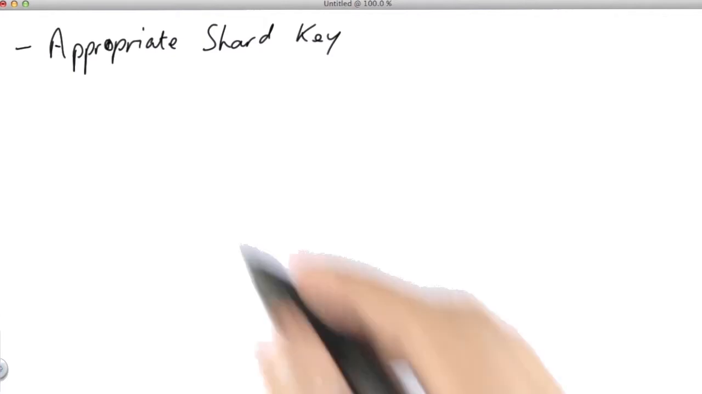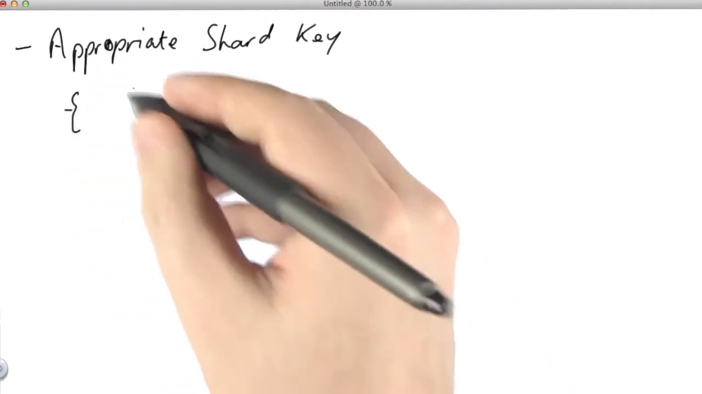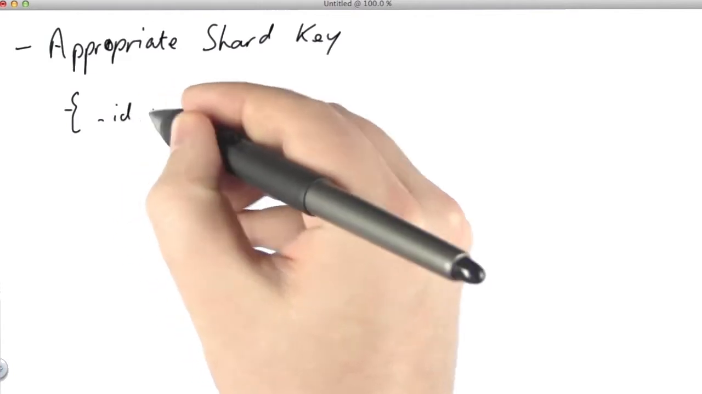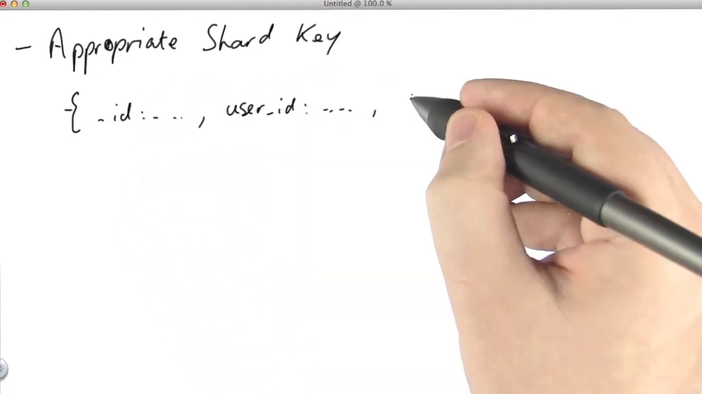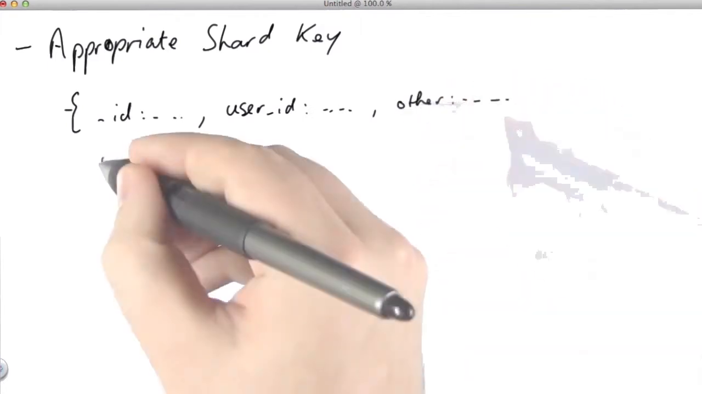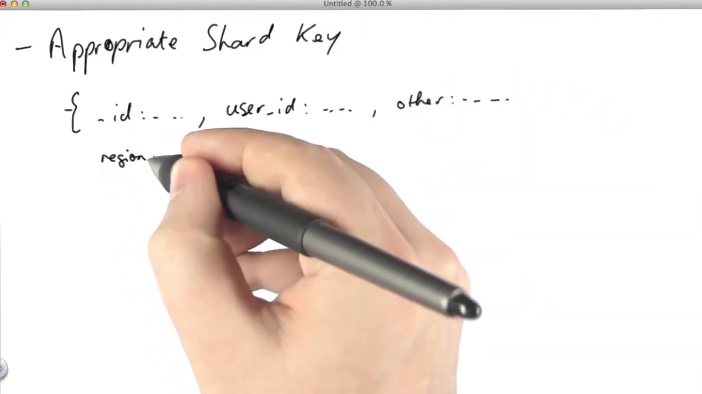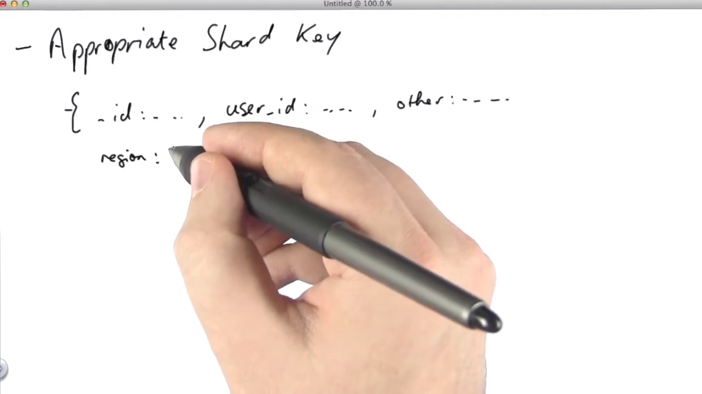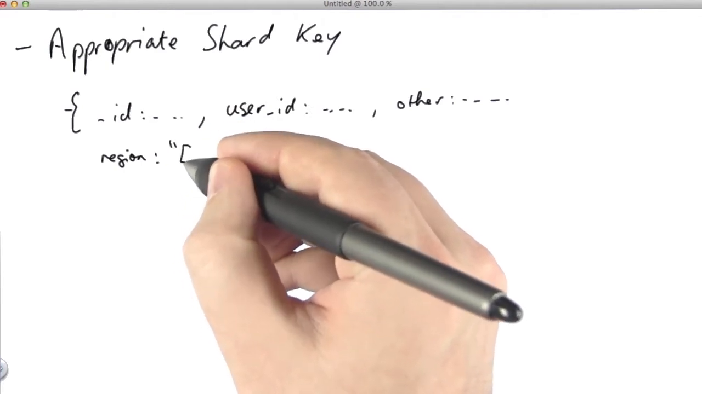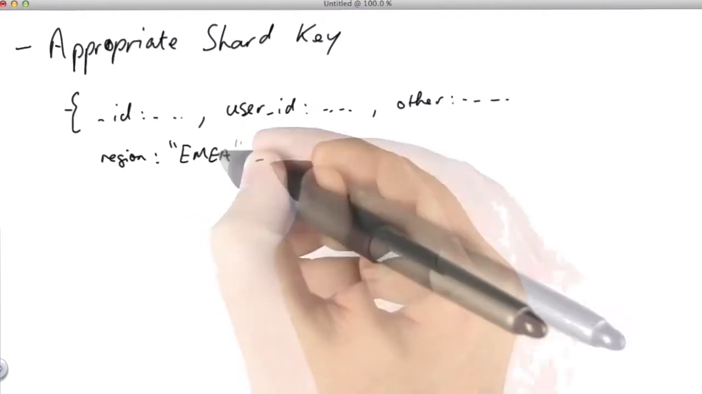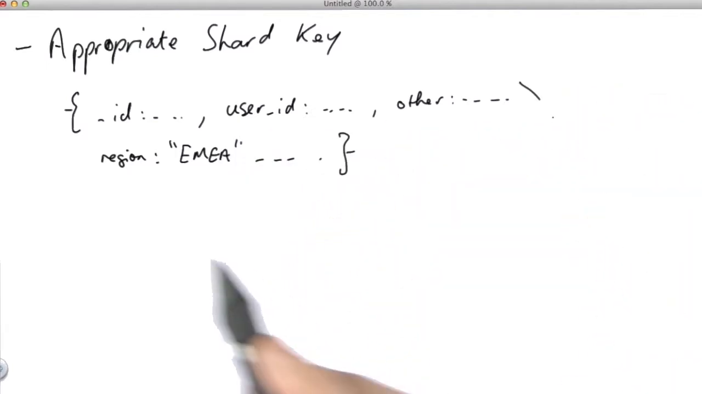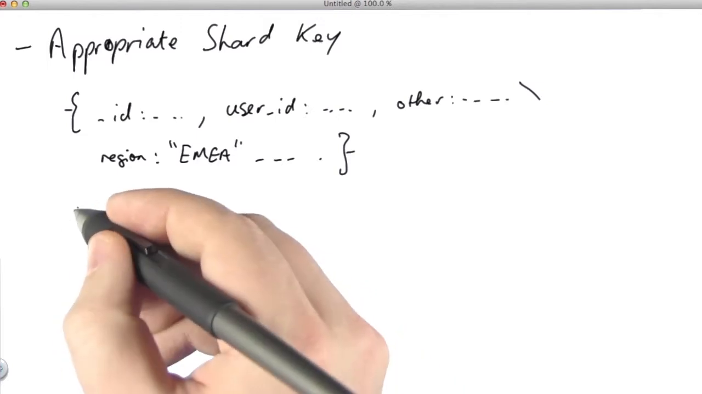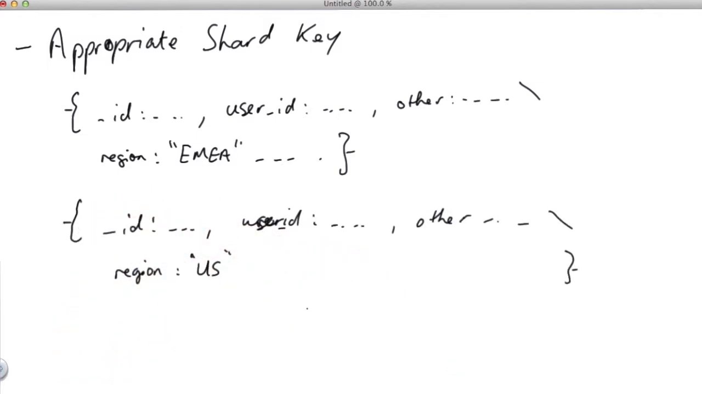So you can imagine that you've got a document that looks something like this. You've got an underscore ID in there. We have a user ID, perhaps. And then we've got other data. And we've got our region. This is the important part, for the tag at least. And that is set to, say, EMEA, like so. There may be more data in there, but we'll leave it at that. And so this is what your document looks like. One for the US. And so how would you construct a shard key here that makes sense?